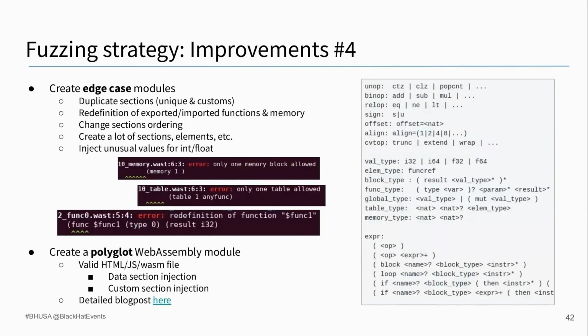The strategy improvement I made in that case was, since I was aware of the text format and the internal structure, to try to write some edge cases. Typically, I mentioned there are sections, and some sections are unique. So what happens if you try to duplicate the unique ones, or the custom ones? I tried to change the ordering to see if some tools depend on it, and so on. I even created a polyglot WebAssembly module that is at the same time a valid HTML file and a valid WebAssembly module, just for fun. But I didn't find any bugs with that. At least it was funny.